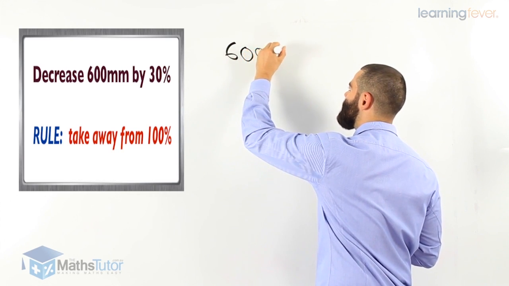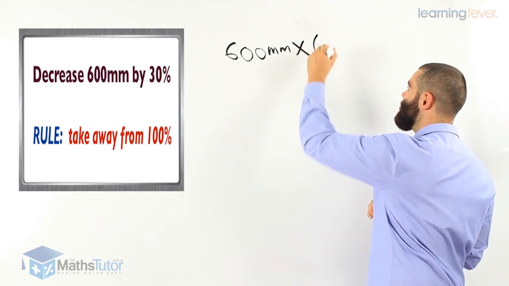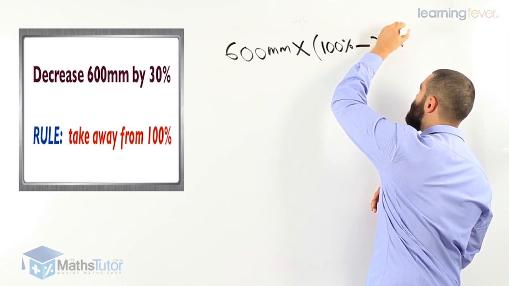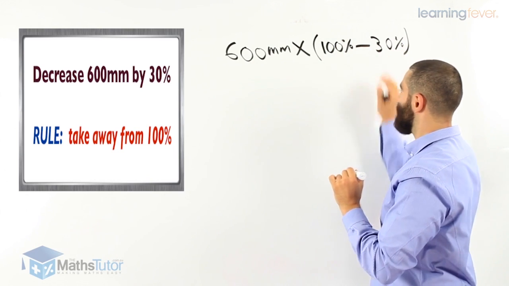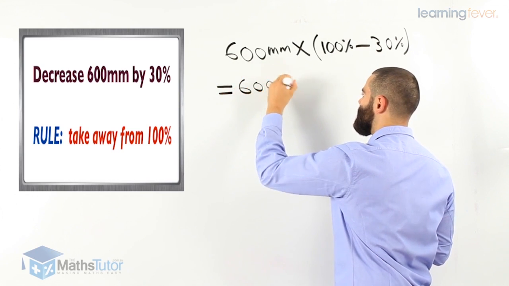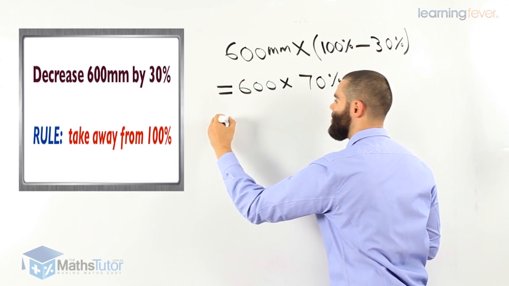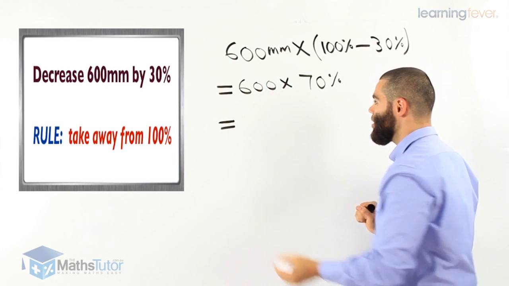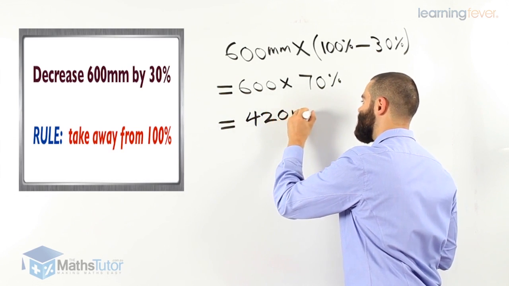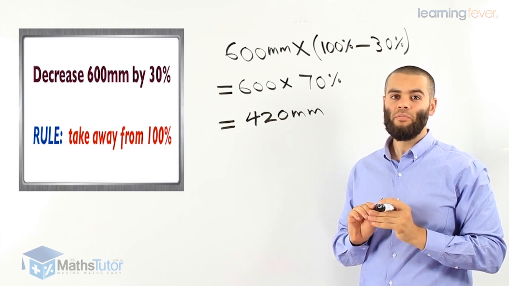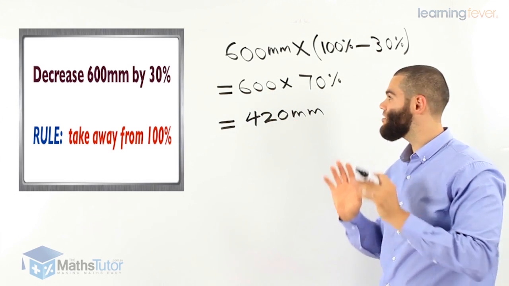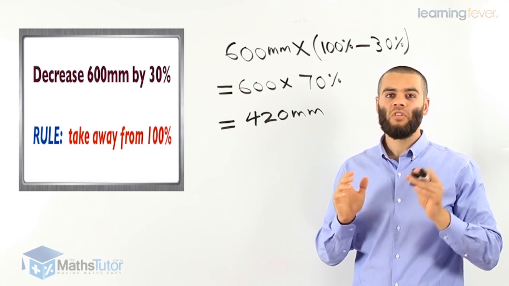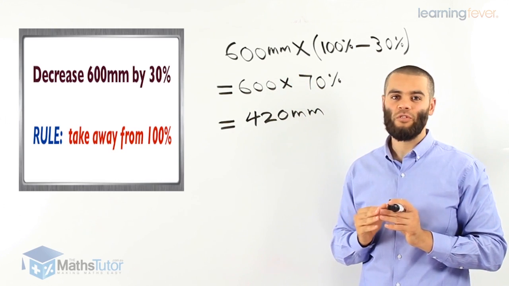600 millimeters times, we're decreasing, so 100%. What are we doing? We're taking away 30% because we're decreasing 30%. We're going down. 100 take away 30. So 600 times 100 take away 30 is 70%. 600 times 70%. Again, grab your calculator, keep it handy, work it out. You should get 420 millimeters. So the 600 millimeters, it decreased 30%, it went down 30%, and it became 420 millimeters. How do we do it? 100% take away 30%, we get 70, 600 times 70, 420 millimeters, from 600 all the way down to 420 millimeters.